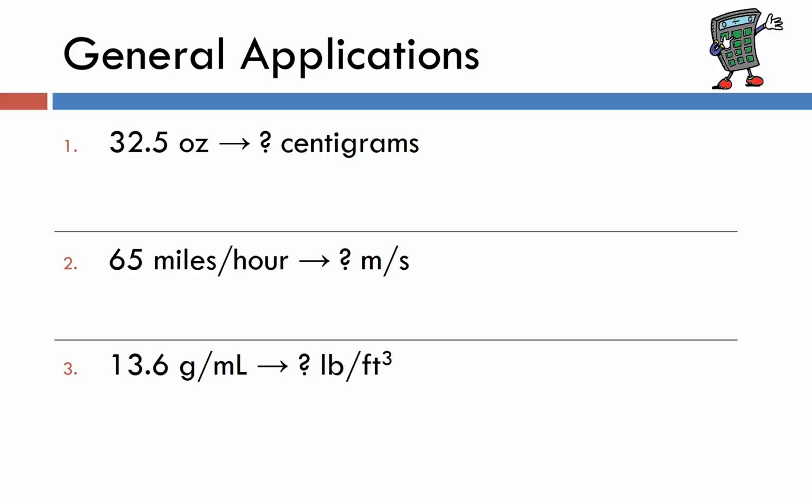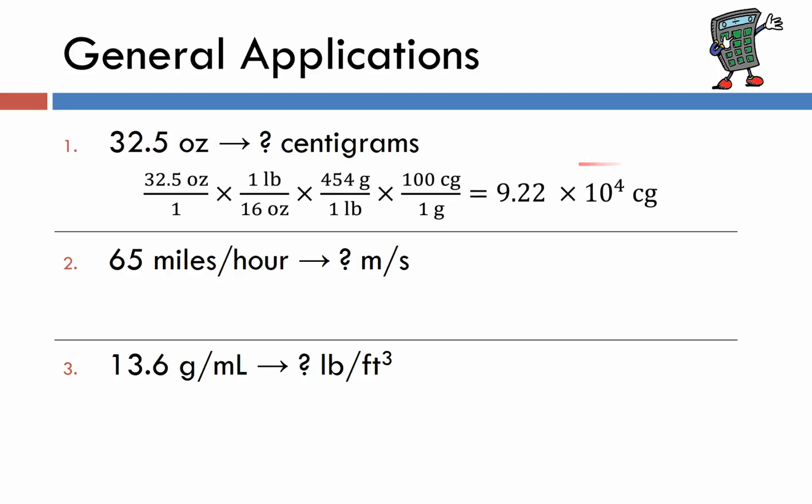All right, if you've got 32.5 ounces, and you can use the little conversion factors that are on your sheet, you can probably figure out that that's 9.22 times 10 to the 4th centigrams. And again, it's all about making the units that you don't want cancel out, and eventually getting to the units that you do want in the right location. In this case, I need centigrams in the numerator.